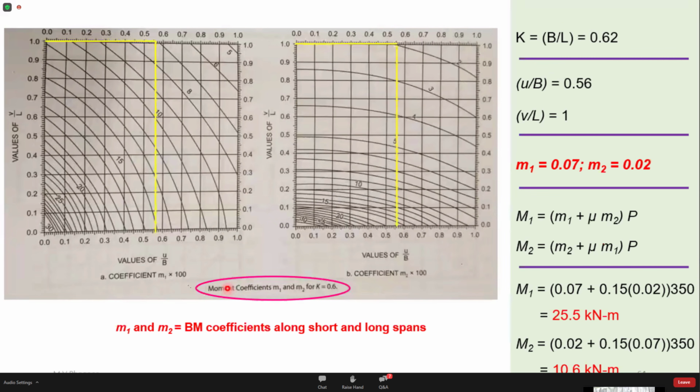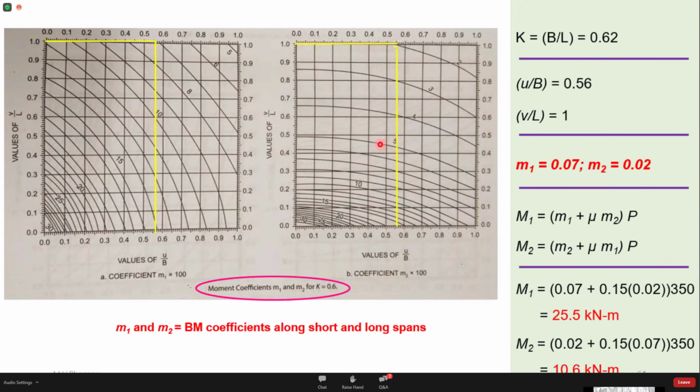So for K equals 0.62, there are different charts for different K values. So we have to interpolate even between the charts. For simplicity, I've just taken a chart of 0.6. So I've chosen the point of 0.6. I know the U by B ratio is 0.56. I know V by L is something like this. So I can pull out the value of M1 from this chart.